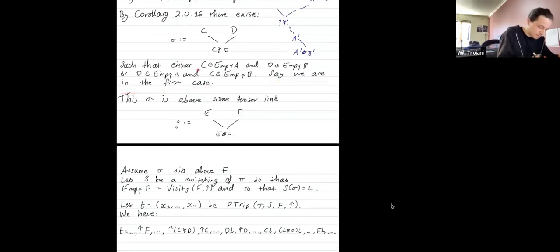Say we are in the first case, and the first case is this. Okay, cool. So we've said that C is an element of the up empire of A, and we've said that D is an element of the up empire of B, right? Now, it would be a contradiction if we also had that D was an element of the up empire of A, or we had that C was an element of the up empire of B, because this had to be of a particular shape, right?